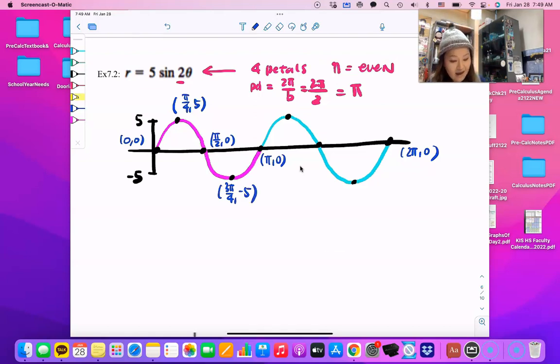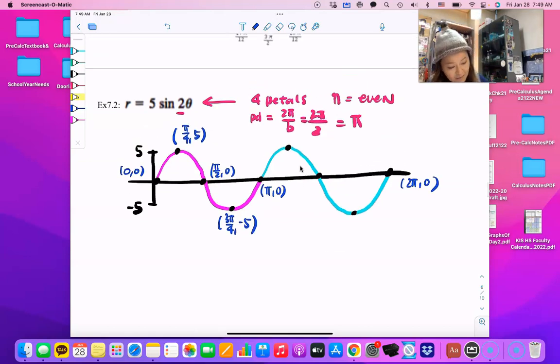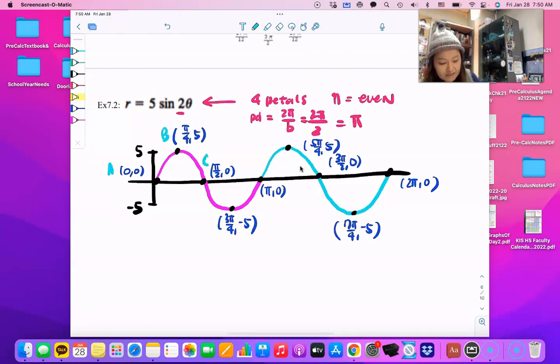Let's see what else. After pi, it's going to be 5 pi over 4, and it gives you the maximum. After that, it's 3 pi over 2, which gives you 0. And then after that, it's 7 pi over 4, and it gives you -5. We should actually name these too. Let's call these A, B, C, D, E, F, G, H, I. Now we're ready to graph this sucker.